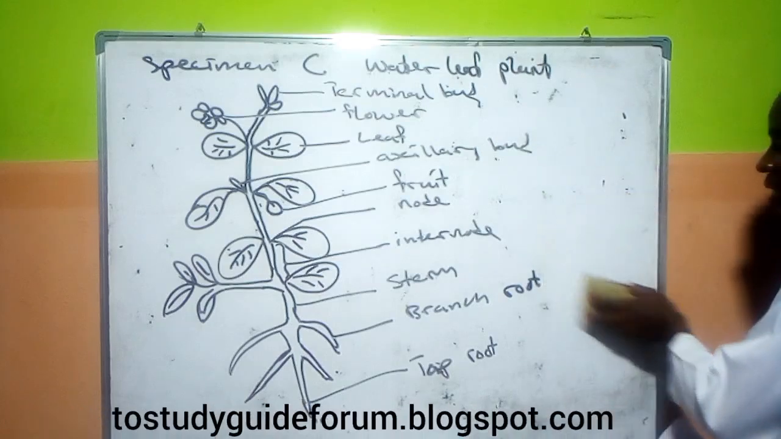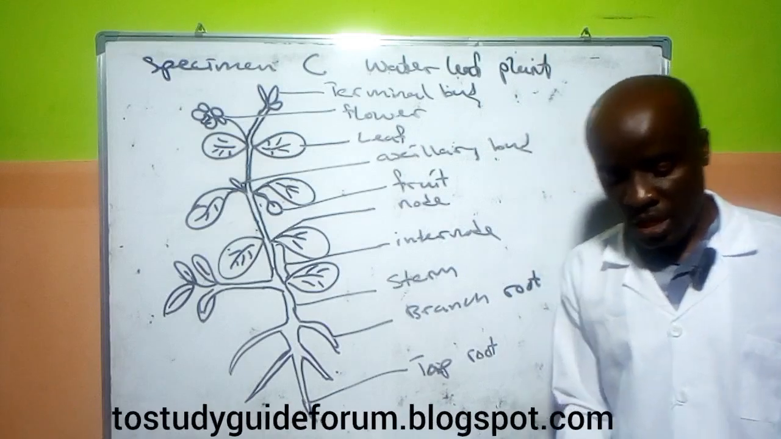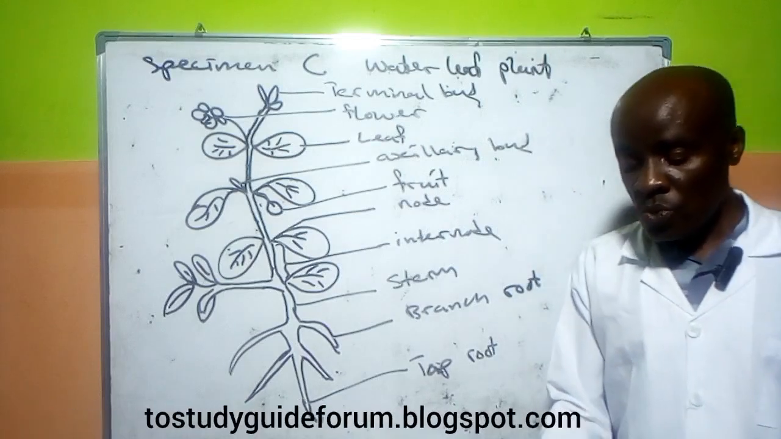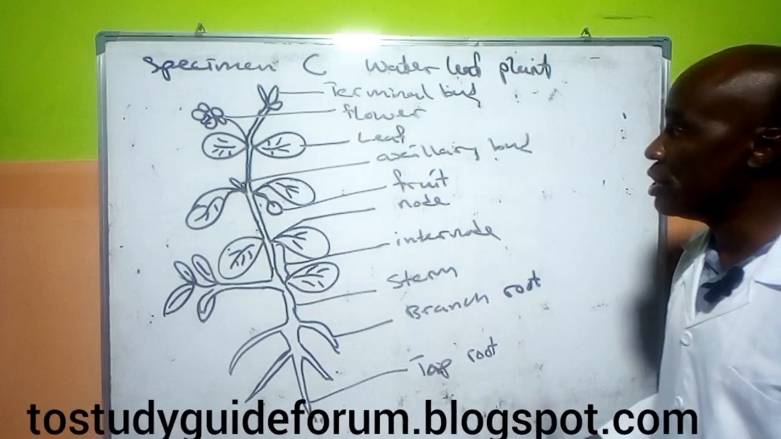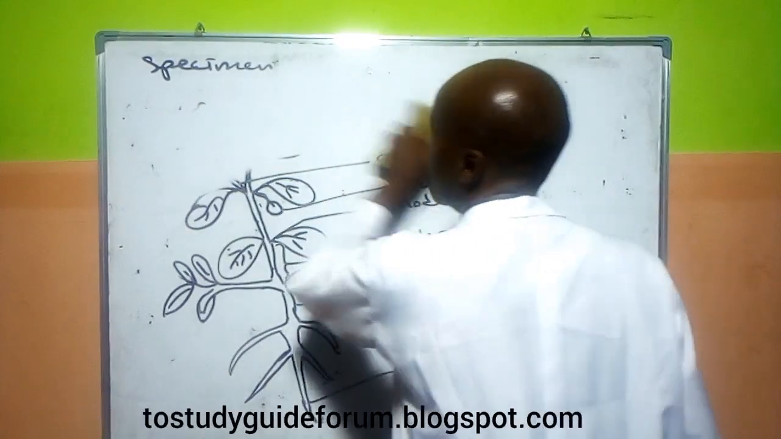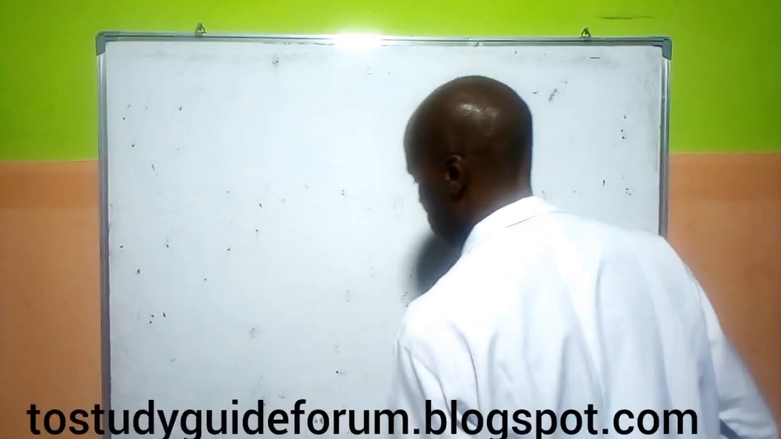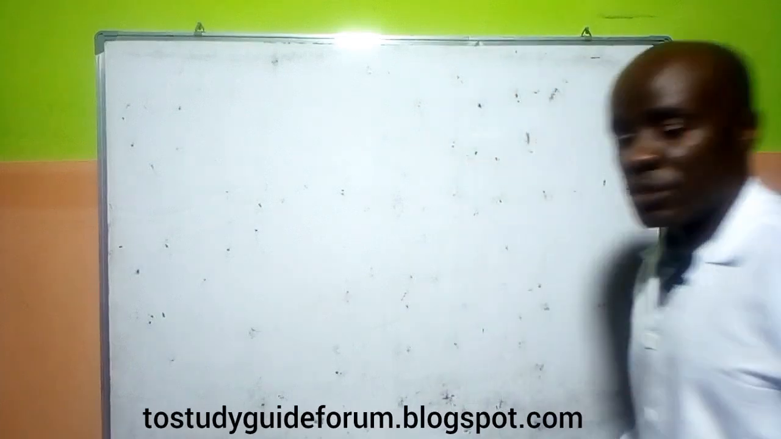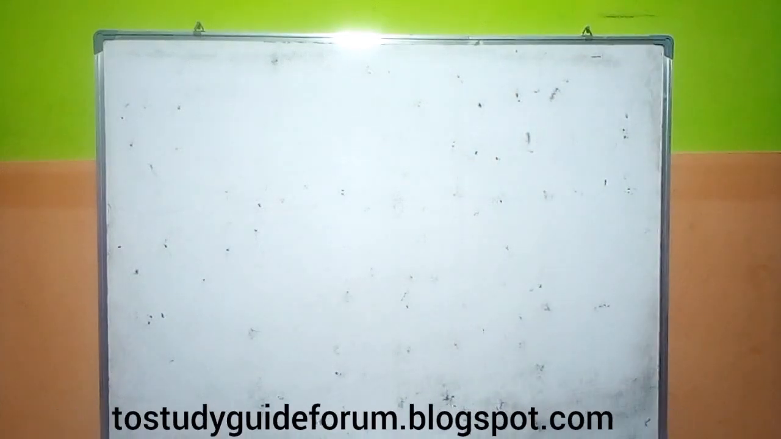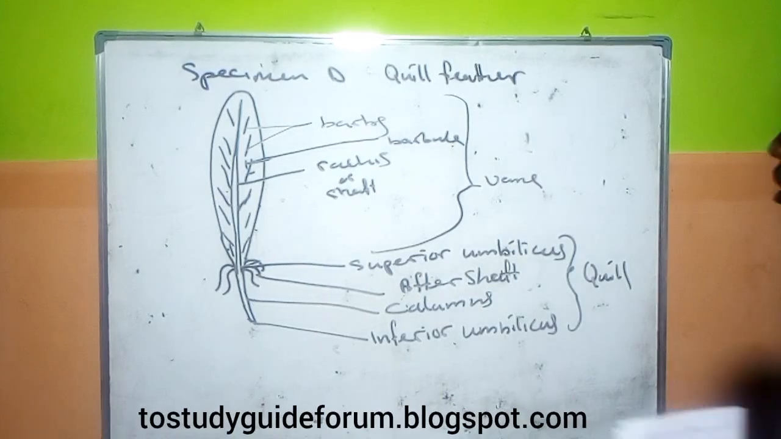So we're going to be looking at the next specimen. The next specimen, which is specimen D. The specimen D is what we are going to be looking at now. So this is the quill feather, specimen D.